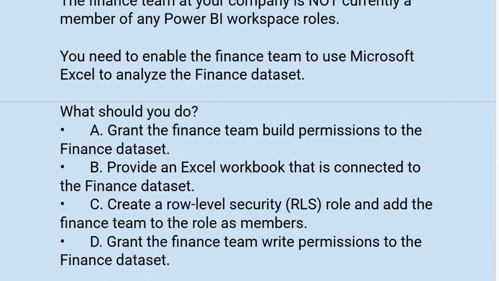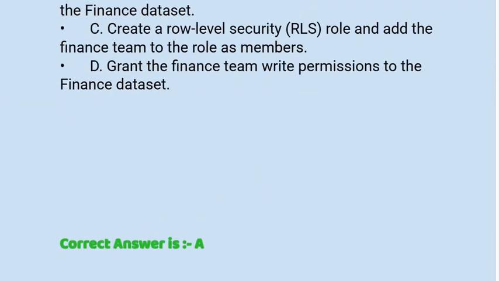Option A, grant the finance team build permissions to the finance dataset. Option B, provide an Excel workbook that is connected to the finance dataset. Option C, create a row-level security RLS role and add the finance team to the role as members. Option D, grant the finance team write permissions to the finance dataset. Correct answer is option A.